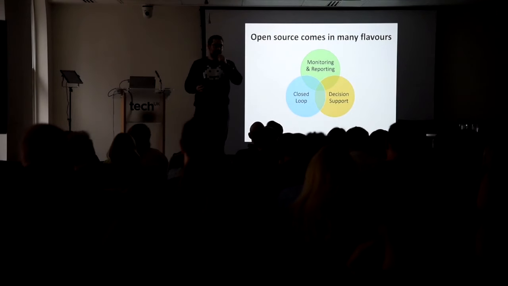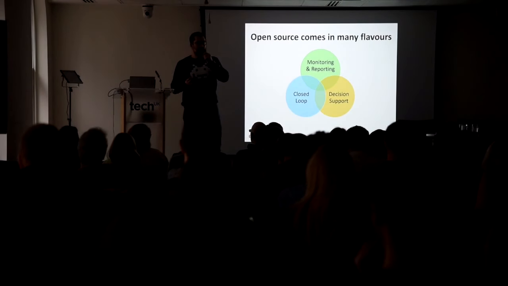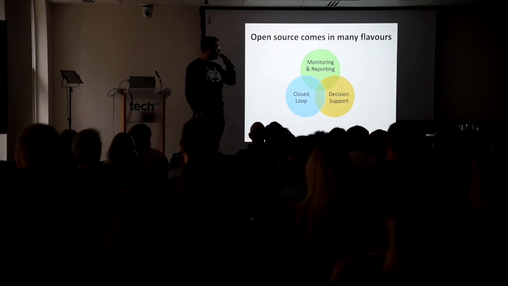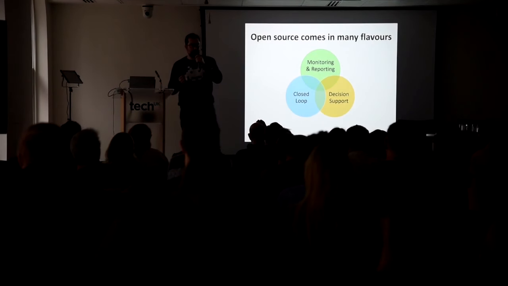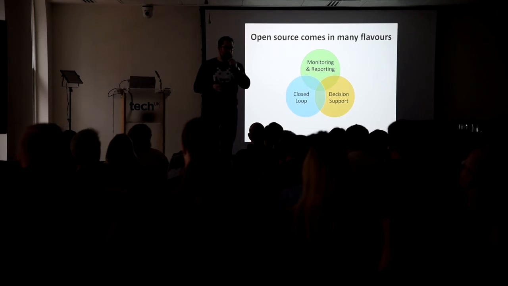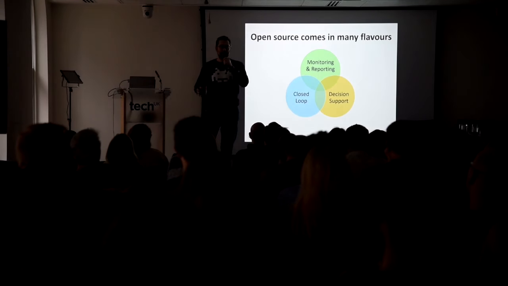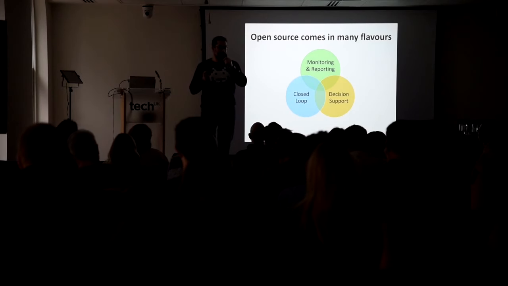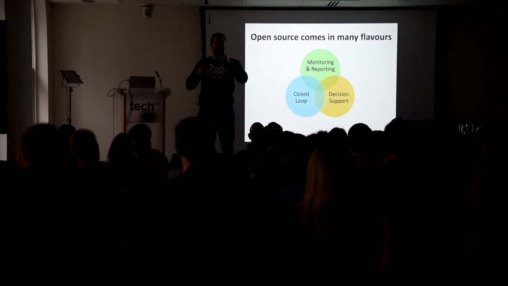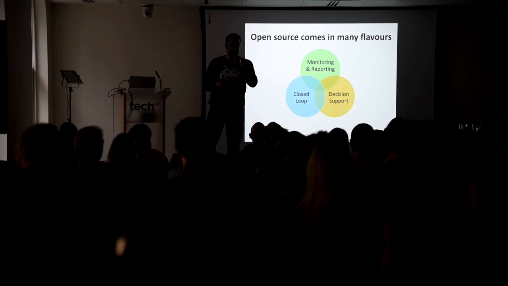So realistically, if we look at what the open source and DIY communities have come up with, there are three particular areas that they cover. It's monitoring and reporting, it's decision support, and it's closed loop. Now, why have I broken them out like that? Because a lot of people don't necessarily want to jump straight into something like closed loop. A lot of people actually want to see something a little bit less invasive, I suppose, in what they're looking to do.